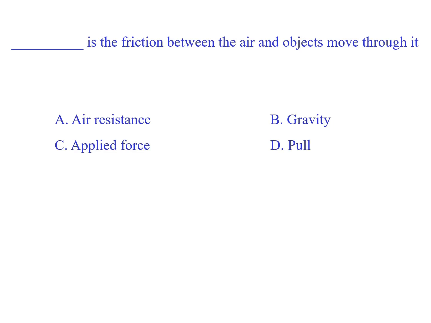Today we will learn a new knowledge, but before that I have a question for you. Fill in the blank. Dot dot dot is the friction between the air and objects moving through it. The answer is A, B, C, or D.